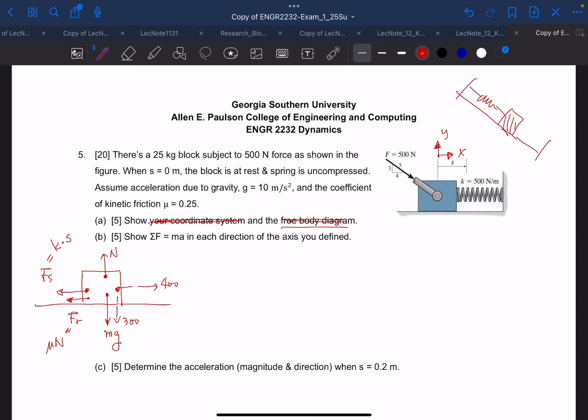So once we're done with that, we want to do F equals ma in each direction. So sigma F of x, and going to the right is my positive direction, and that's m a of x, right? So from here, we're collecting all the horizontal forces like these. So 400 is positive, minus Fs, minus Fr, right? That's going to be m a of x.